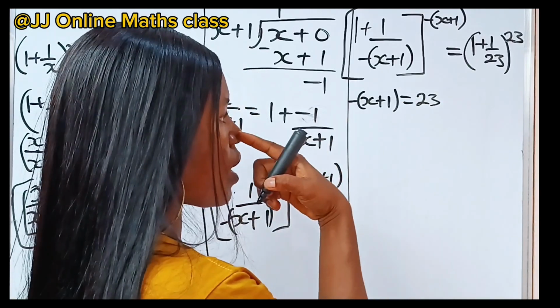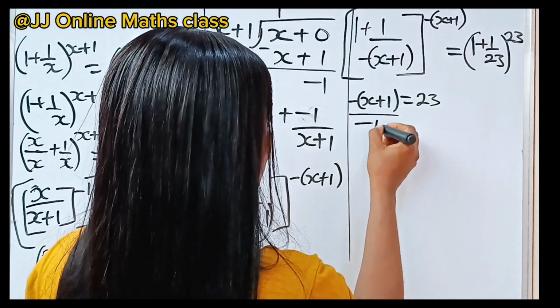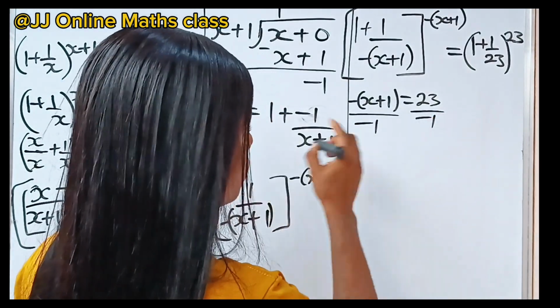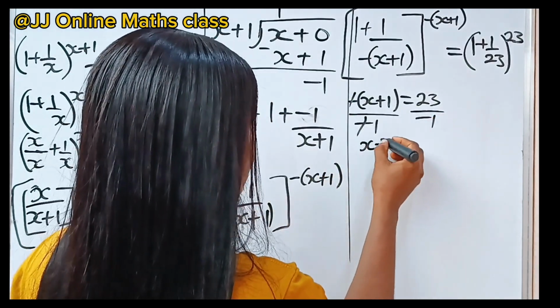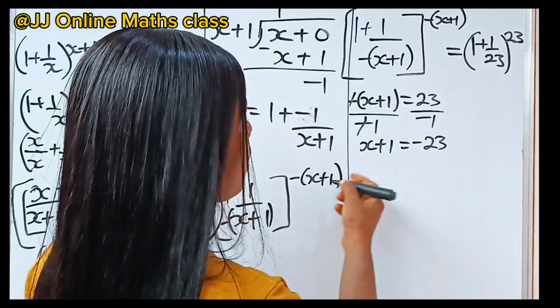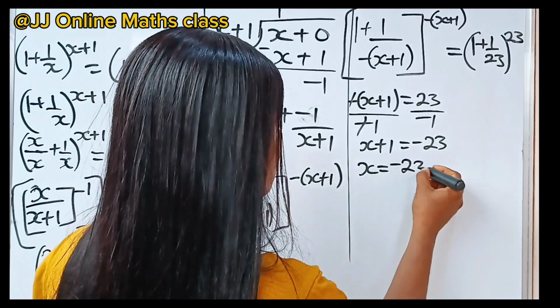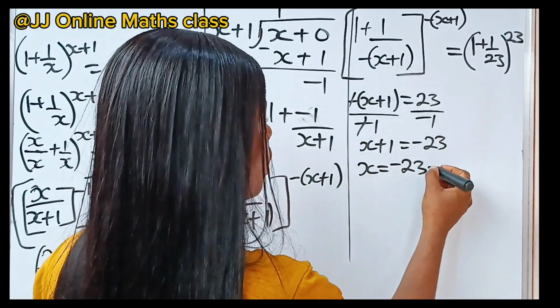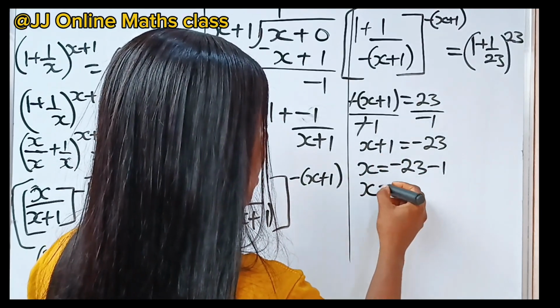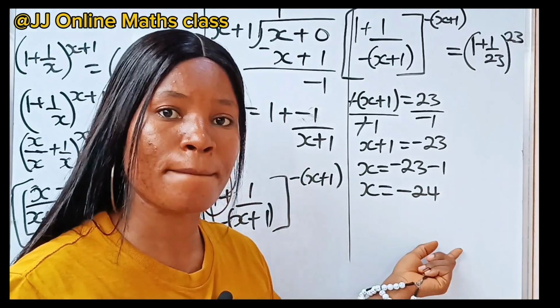Now, let's divide both sides by minus 1. Divided by minus 1, divided by minus 1. We are left with x plus 1 equal to minus 23. So that means that our x is equal to what? Minus 23 minus 1, so our x is minus 24. That is the first method.